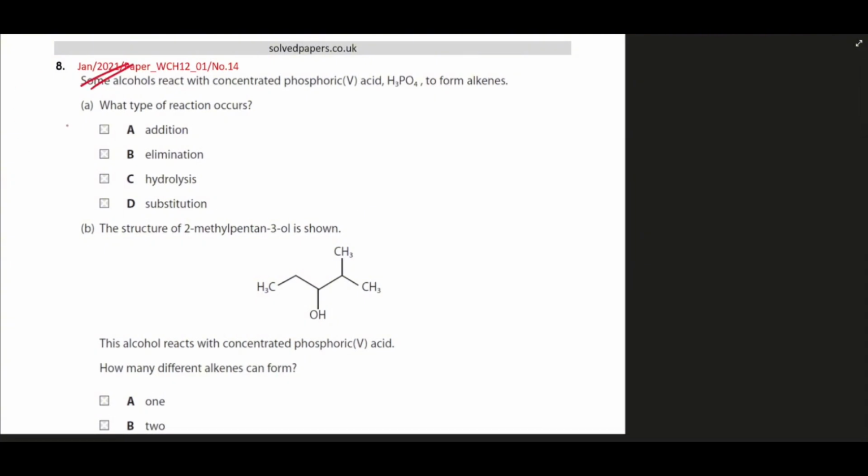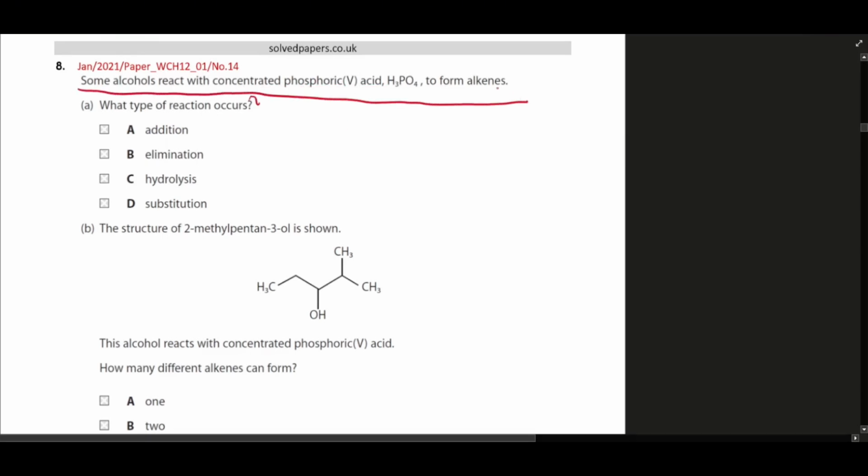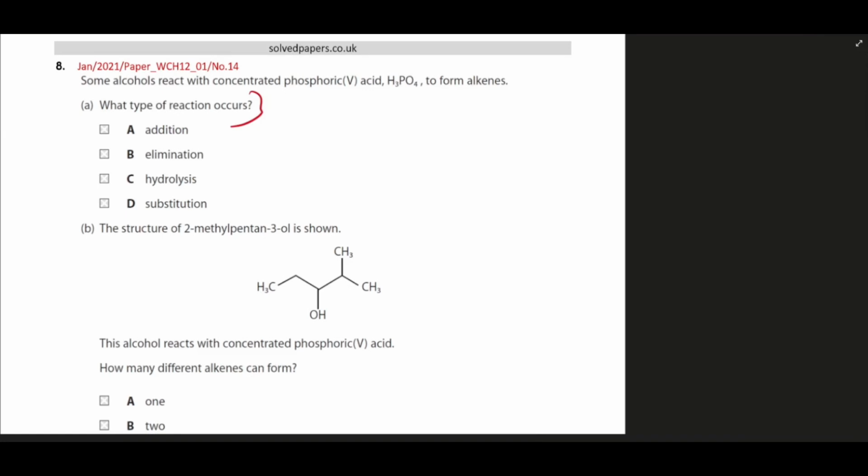In 2022 they told you to recognize the reagent, and here they are telling you the same. They provide you the reagent and other clues in order to ask a different question, which is what type of reaction occurs. Okay, tell me, what is the type of reaction that occurs? Any idea? Anyone?